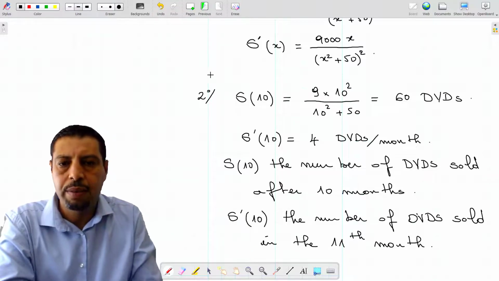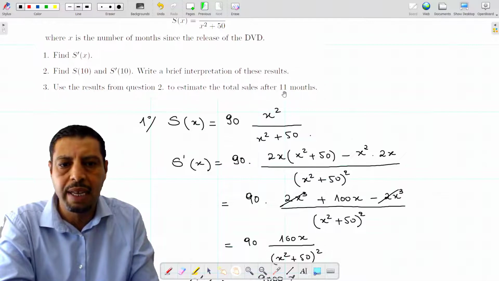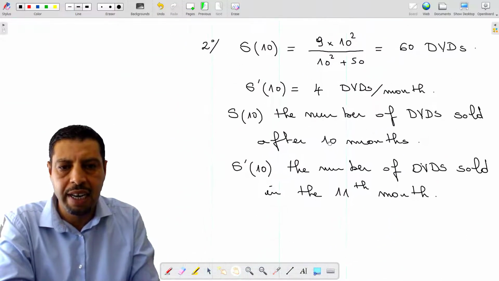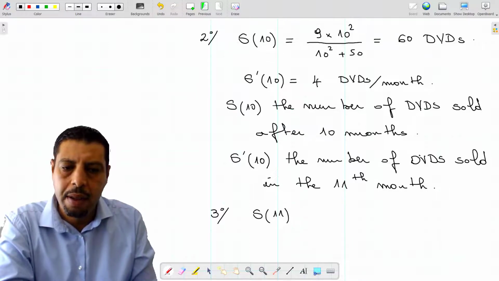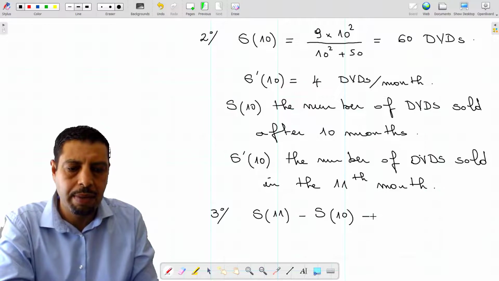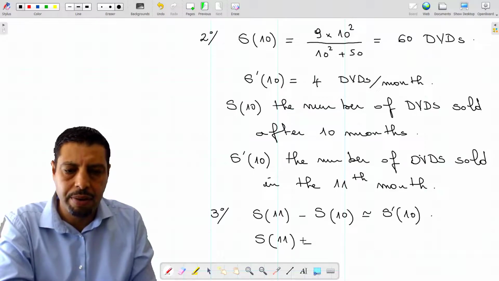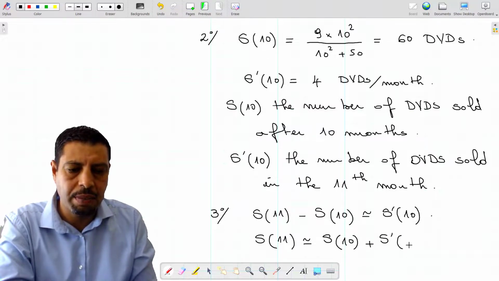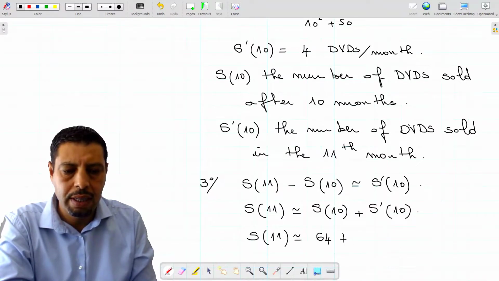Now let's move to the third question. It says, use the results from question 2 to estimate the total sales after 11 months. So again, here it's about marginal analysis. Remember, guys, that S of 11 minus S of 10 is approximately given by S prime of 10 using the marginal analysis tool. So if we want to get an estimate of S of 11, we just write that S of 11 is approximately equal to S of 10 plus the sales in the 11th month, which is S prime of 10. So it's 60 plus 4, and we have S of 11 approximately equal to 64 DVDs.